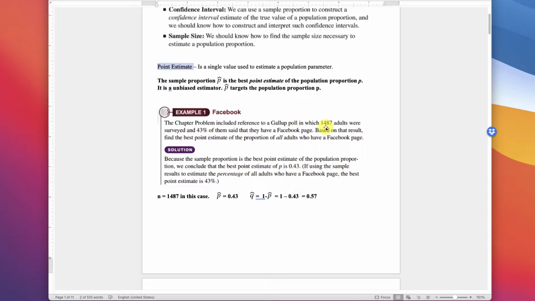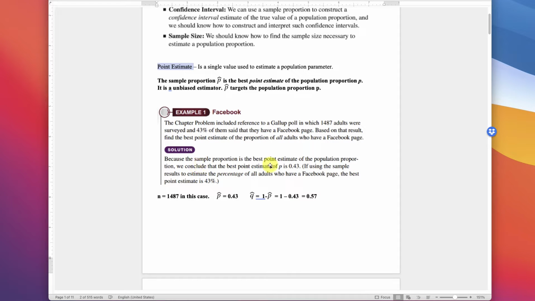It says that 1,487 adults were surveyed, and 43% of them said that they have a Facebook page. Based on that result, find the best point estimate of the proportion of all adults who have a Facebook page. Well, this question's pretty easy, because that 43% is going to be our p hat. We had a sample, and we don't know what the overall population proportion is, right? We just have a sample of 1,487, and 43% of them said that they have a Facebook page. So that's our p hat.